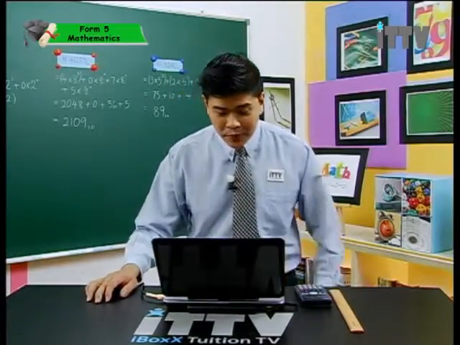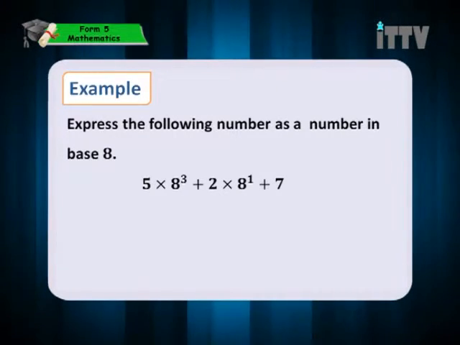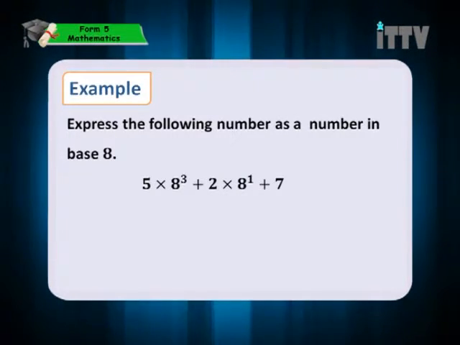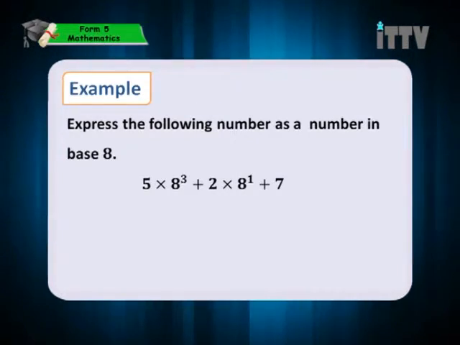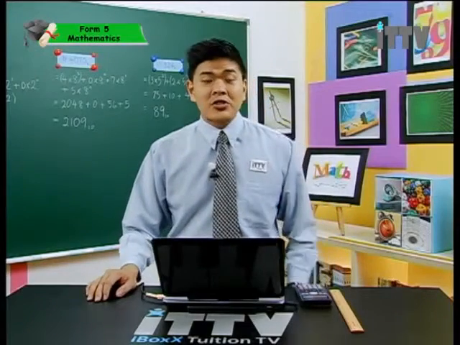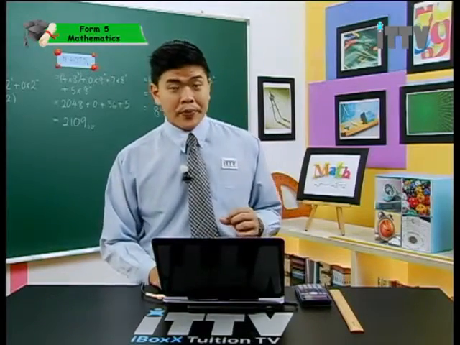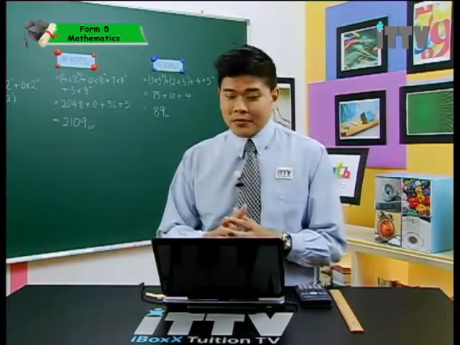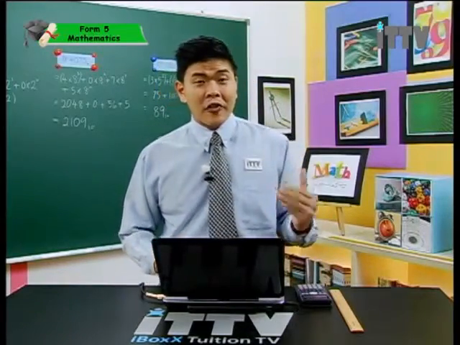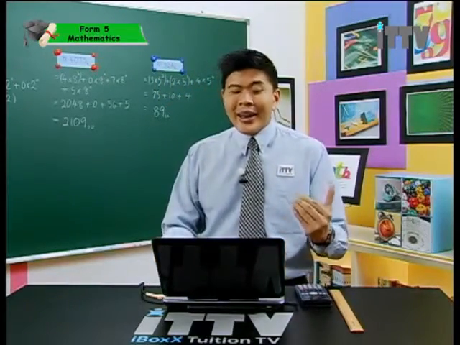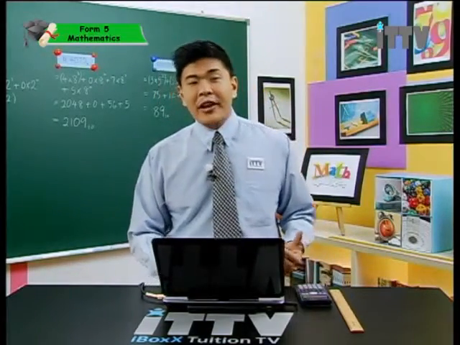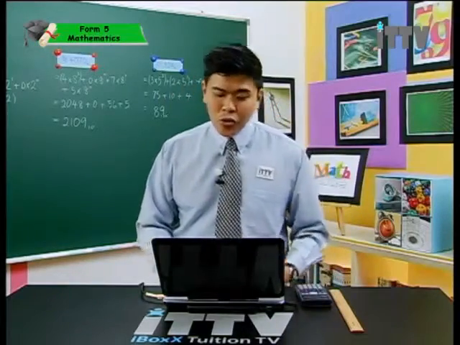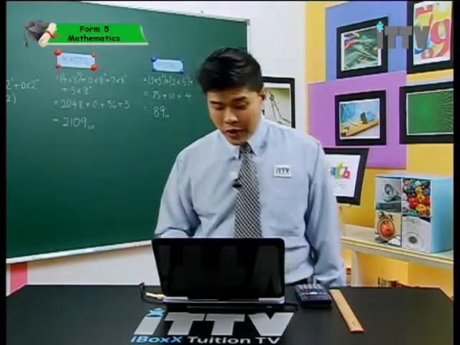Why don't you guys try this out? Express the following number as a number in base 8. 5 multiplied by 8 cubed plus 2 multiplied by 8 to the power of 1 plus 7. So what is the solution? Remember, just prepare a simple table. The first row is for the place value. Since we are having a number in base 8, the place value will be 8 to the power of 3, 8 to the power of 2, 8 to the power of 1, 8 to the power of 0. Now, what about the number?